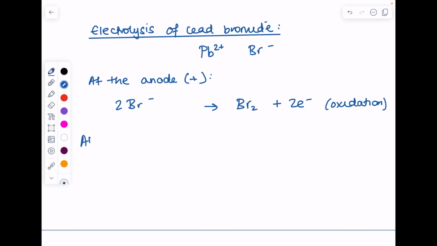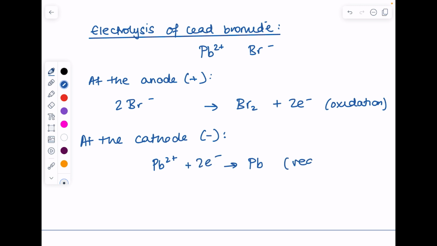What about at the cathode? So that's the negative electrode. The Pb2+ will be attracted, forming Pb, so just lead. We'll need to add 2 electrons in order to do that. So reduction has occurred. Remember the mnemonic OIL RIG. Oxidation is loss of electrons. Reduction is gain of electrons.